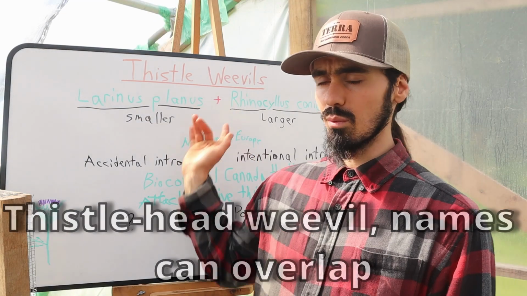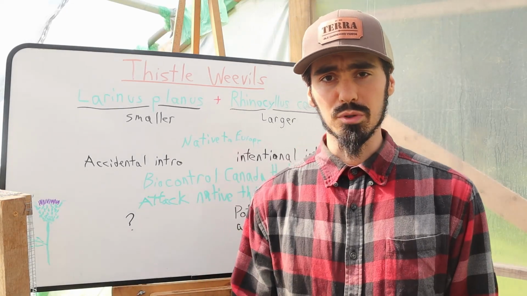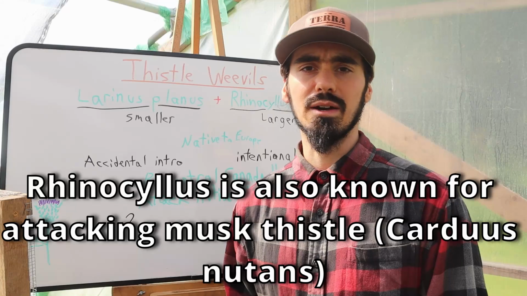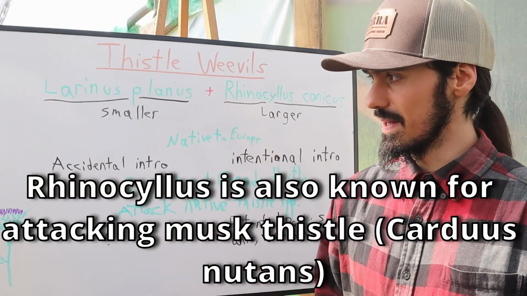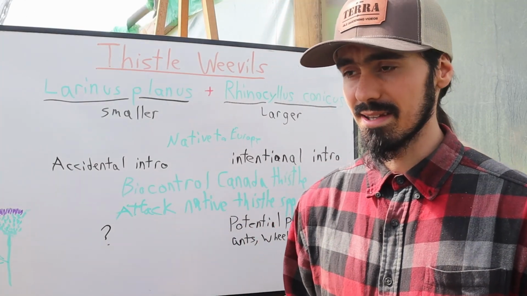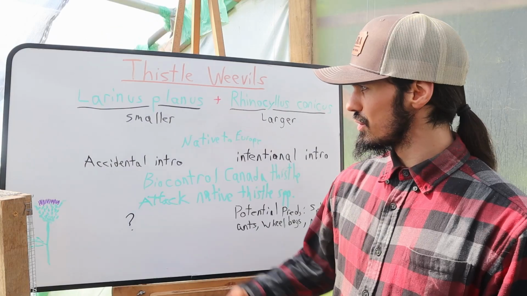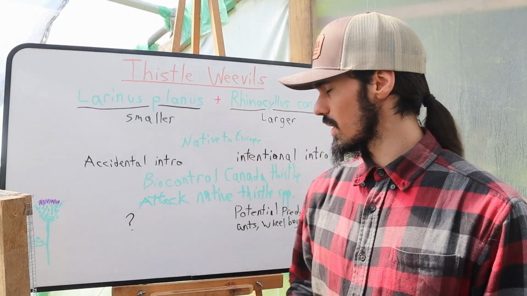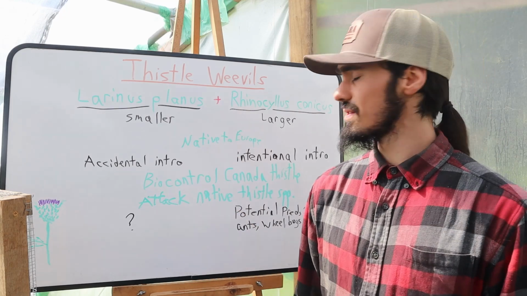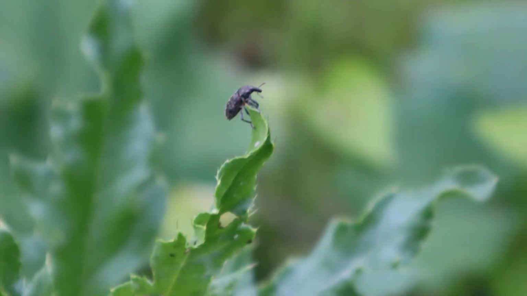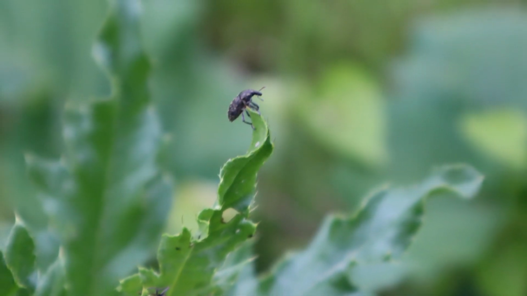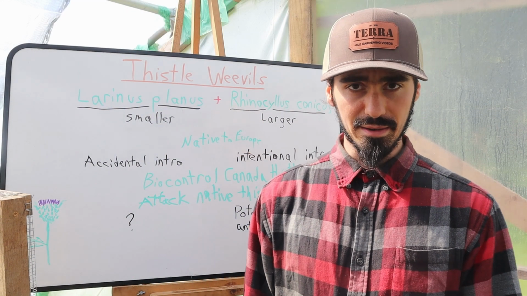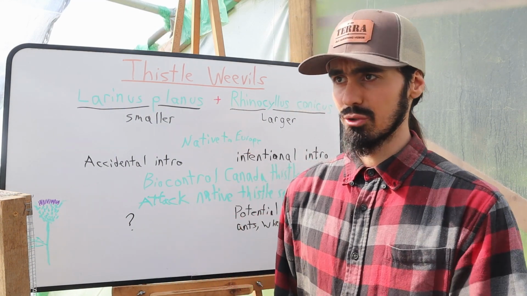So these two different weevils can look very similar to each other. In fact, I'm not entirely clear on how to tell them apart myself, but that doesn't really matter in this context, and we'll get into that in a bit. Usually the Larinus planus may be somewhat smaller than the Rhinocyllus conicus. Both of these insects are native to Europe, right? As is the Canada thistle, or the creeping thistle.